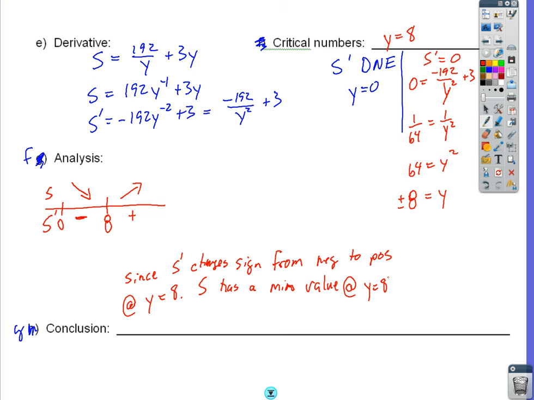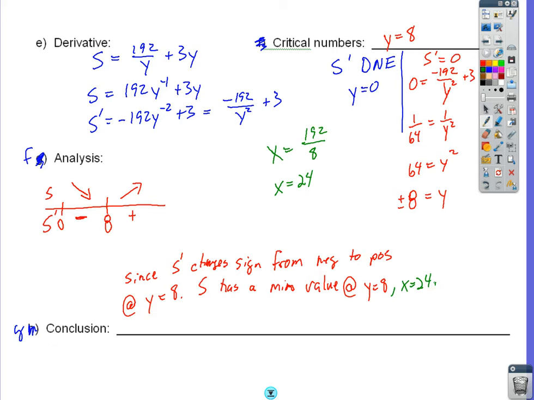But I'm not done. The question asked me, if I go back to the top, it tells me that I want the 2 positive values. So how do I find my 2 positive values? Well, remember when we had up there that x is equal to 192 over y, and y was 8. So x is equal to 24. So I put in here at y equals 8 and x equals 24. And that completes my answer.